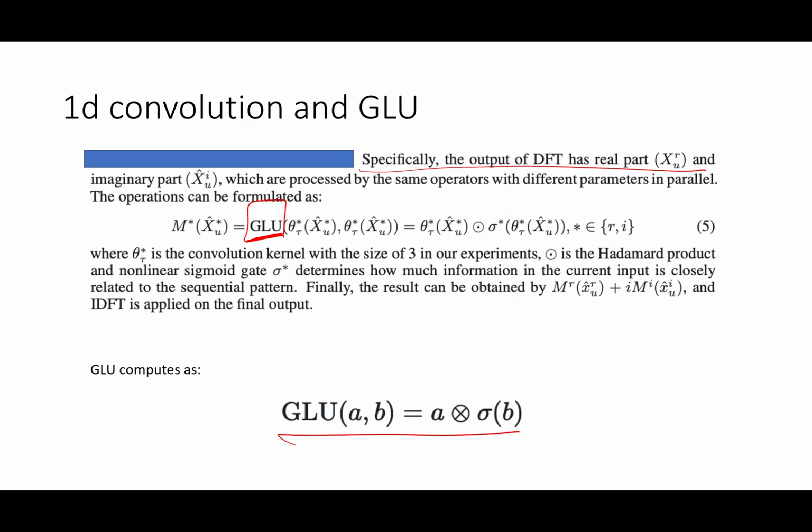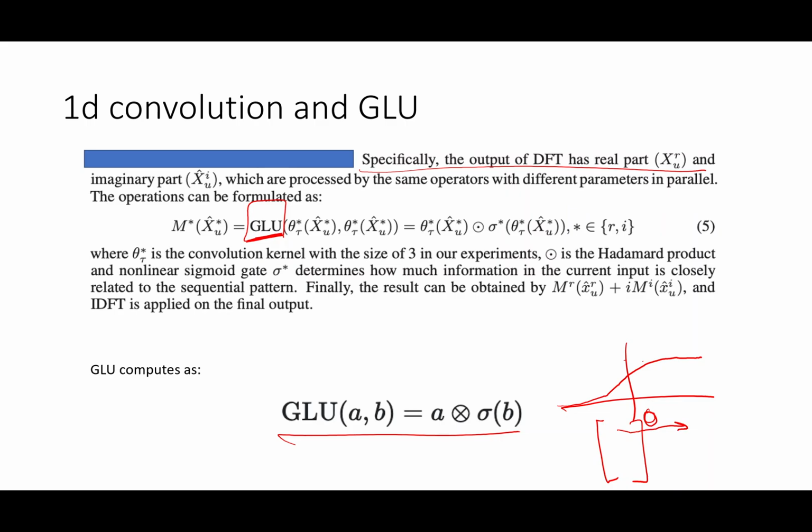So wherever B's value is high, that particular row of A is allowed to flow forward, and where B is low, that particular row of A is stopped. Information flow of that row is stopped. So that is what is happening in this equation number 5 from the paper. The GLU is acting on A and B. In this case, A and B are the same. This is just an architectural choice.